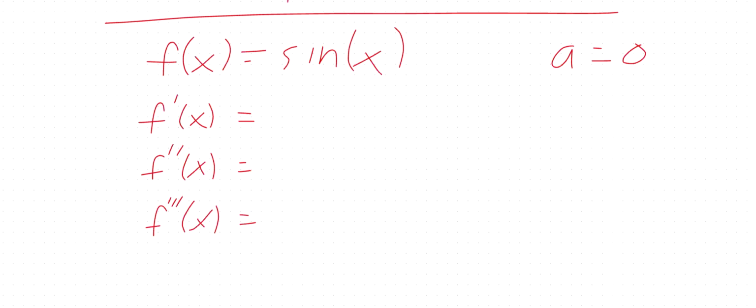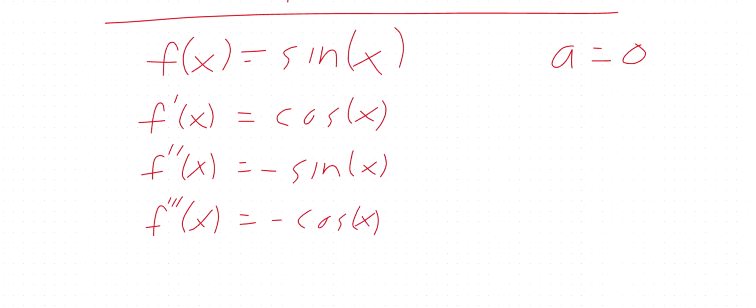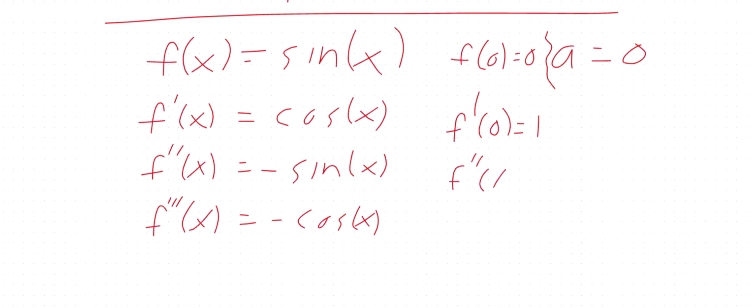This one will give us cosine. This one's negative sine. This one is negative cosine. And then our next one's going to get back to just sine. So we have a nice repetition. F of a, sine of 0 is 0. And I can plug just 0 in there. This will be 1, 0, 1.